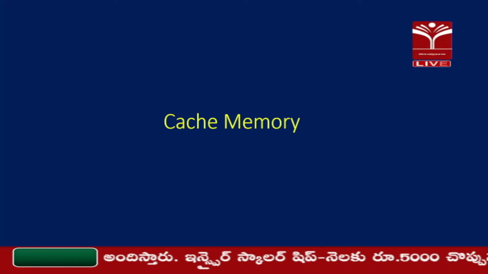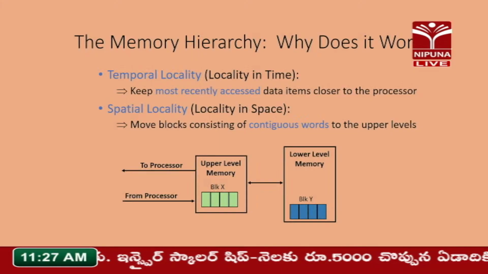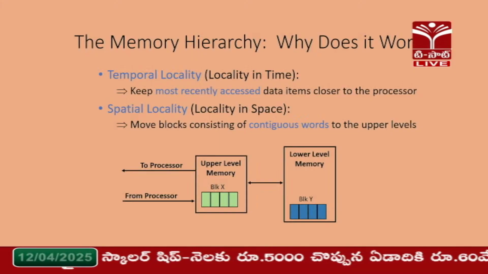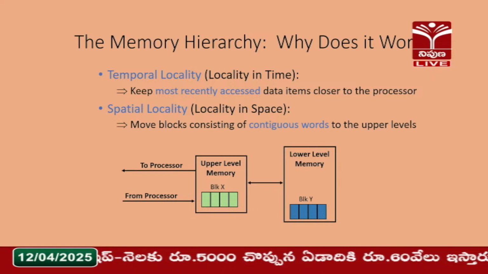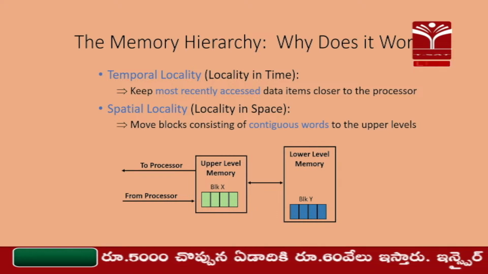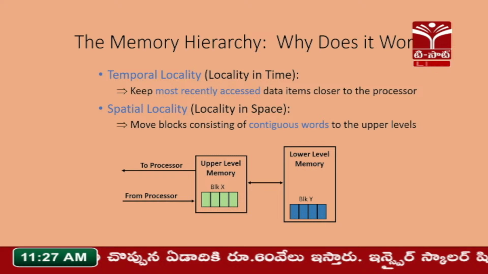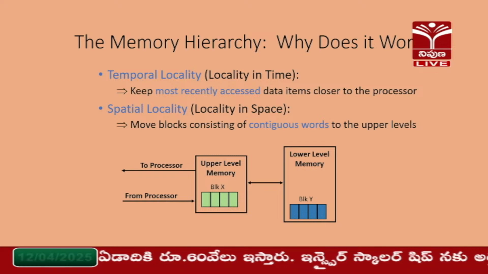Now going into the cache memory, so memory hierarchy, right? So why does it help? There are two reasons for this. One is you have a lower level memory, that is the main memory, and you have a memory that is cache, which is closer to the processor.